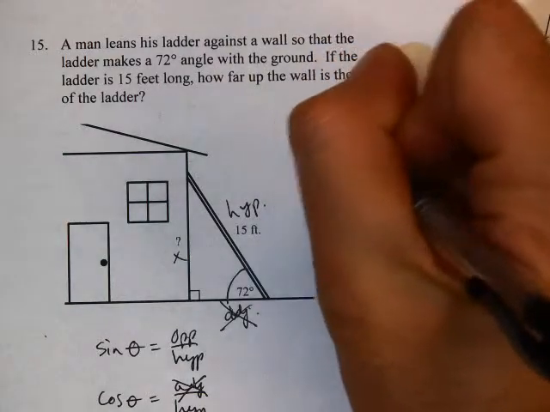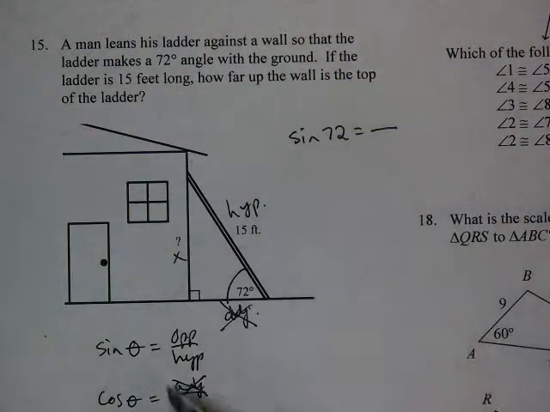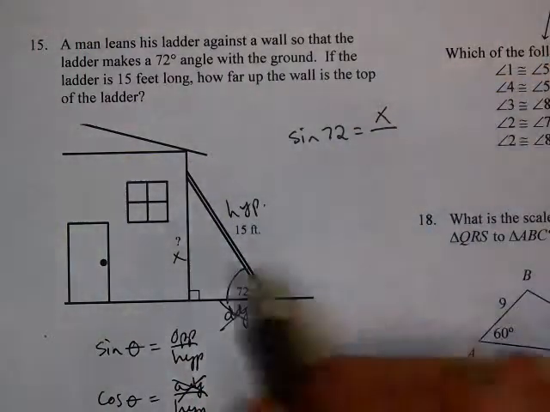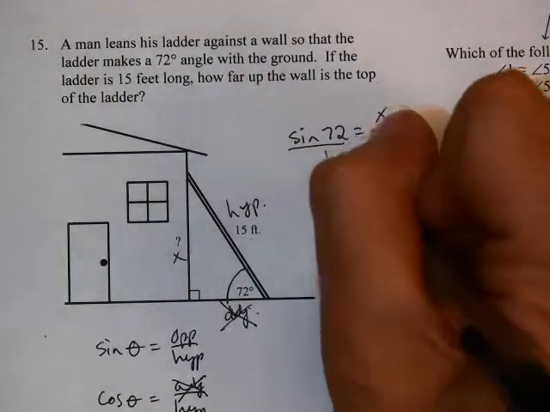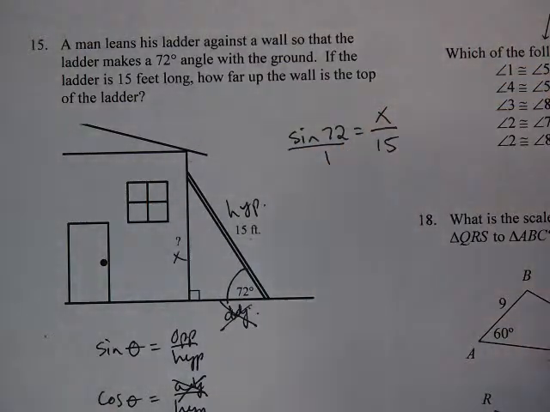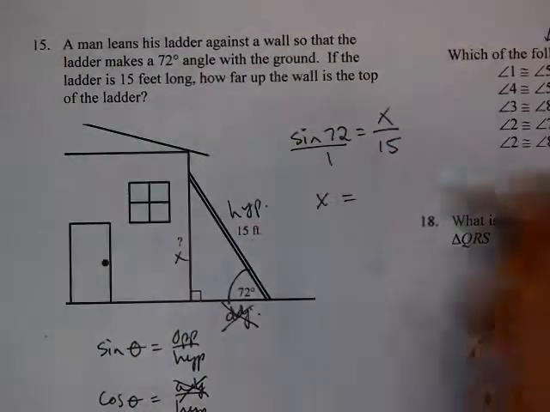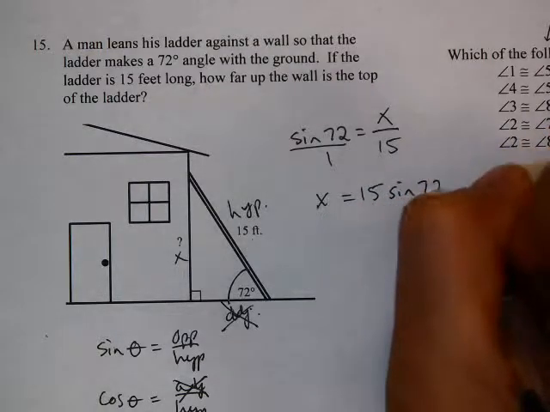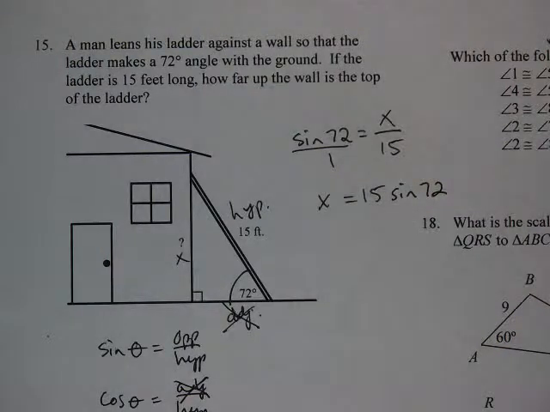So it has to start as sine of 72 degrees equals the opposite side, or the rise, which is x, over the hypotenuse, which is 15. That goes over 1. Now we cross multiply. 1 times x is x. And then when we multiply this, 15 sine 72, that's how it looks sometimes in the multiple choice. This one's not multiple choice.